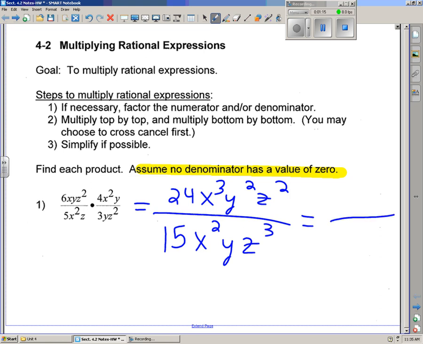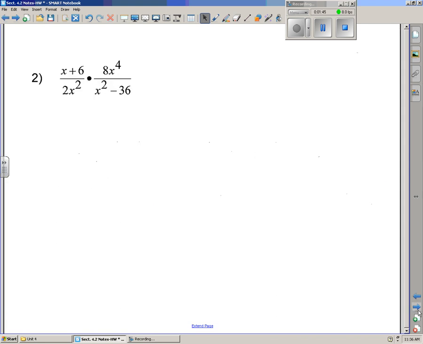Old stuff. Just simplify. 24 and 15 are both divisible by 3, so it becomes 8 over 5. There's more x's on top by 1. There's more y's on top by 1, and there were more z's on the bottom by 1. So your final answer is just this. Okay, this is an old problem. Where we're getting to is where you're going to have binomial and trinomial numerators and denominators, in which you need to factor and cross out common factors.